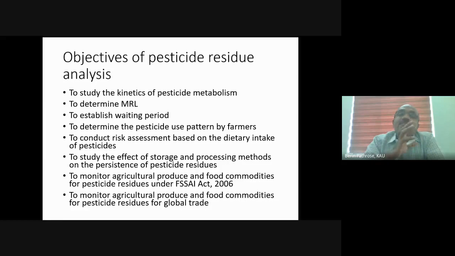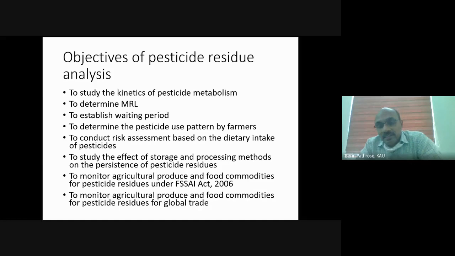So it varies. If you want to find out the pesticide use pattern of farmers in an area, you can collect samples from that area, analyze them, and know which pesticides are used by the farmers in that particular area. So we'll get the pesticide use pattern. And next, we can conduct risk assessment based on dietary intake of pesticide. MRL, waiting period, dietary intake, that we will discuss in the next slide. And we can study the effect of storage and processing methods on the persistence of pesticide residues. That is one thing.